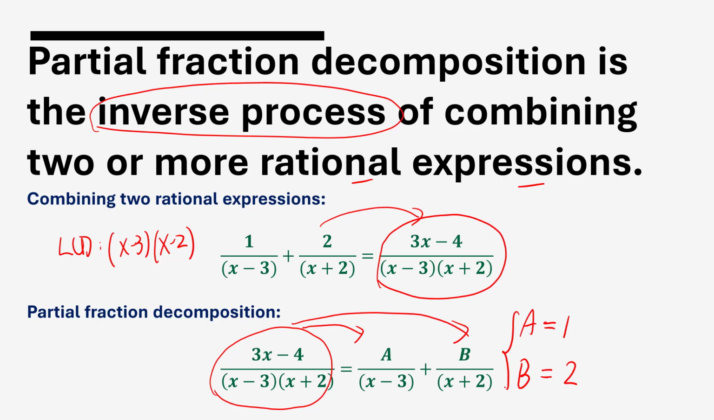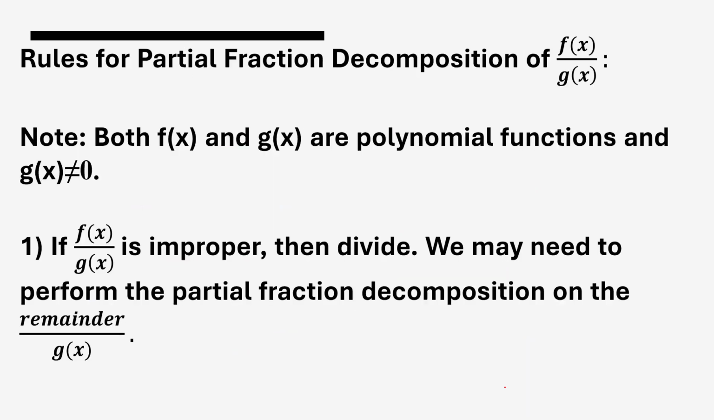But before we can do that, let's look at the rules to conduct a partial fraction decomposition. The rule for partial fraction decomposition of f of x over g of x. So we have a rational expression here. Notice that both f of x and g of x are polynomial functions, and that g of x cannot be 0.